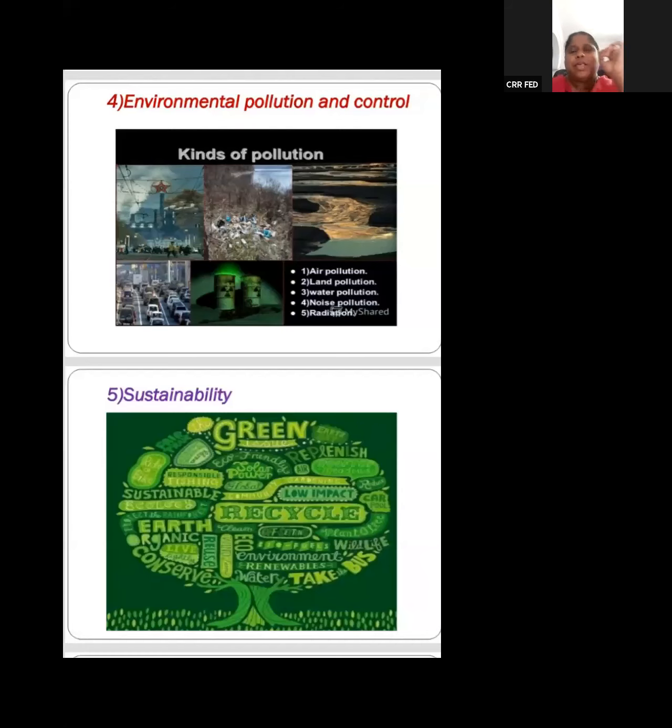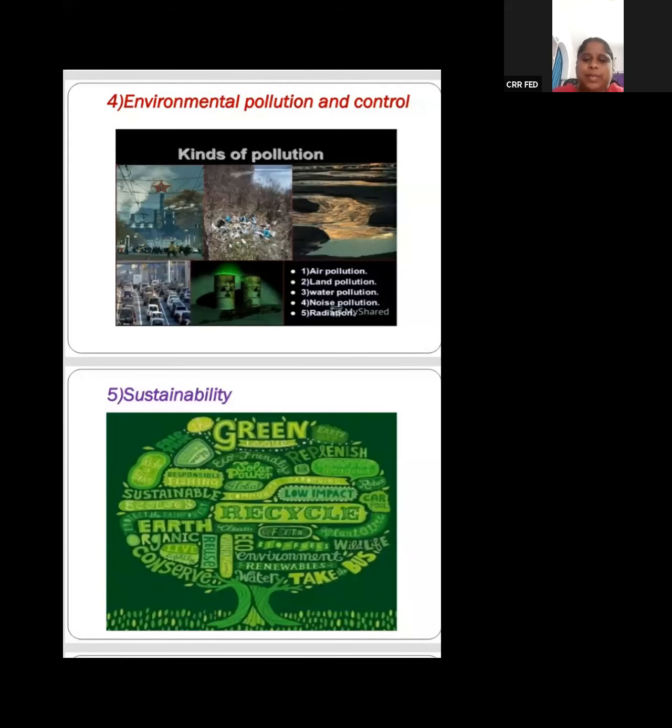Okay, the gases are to be present in certain amounts in nature. Carbon dioxide is to be present, sulfur dioxide, nitrogen dioxide, oxygen, all these gases are to be present. They have their role in the environment. In God's creation, they have their role. But these gases' concentrations are increasing. These toxic substances' concentrations are increasing day by day. So these are causing pollution. That is known as environmental pollution.